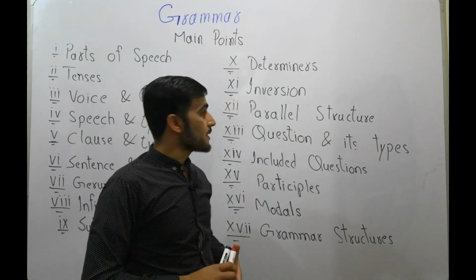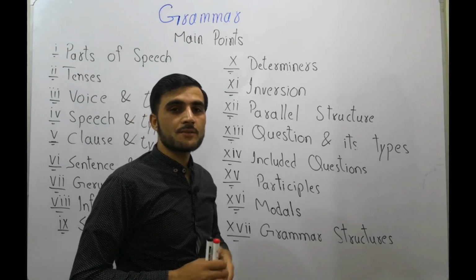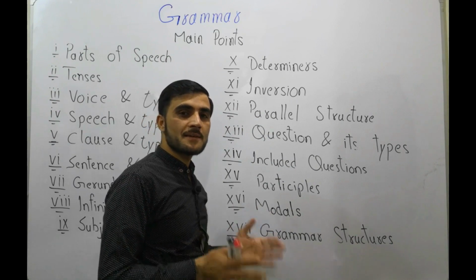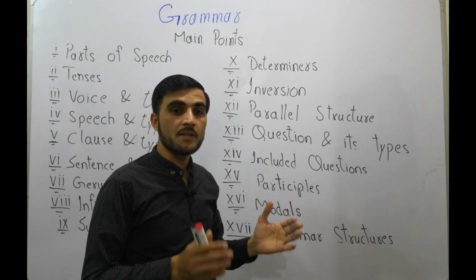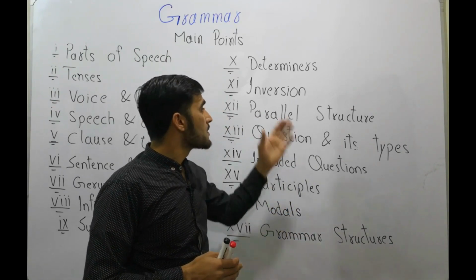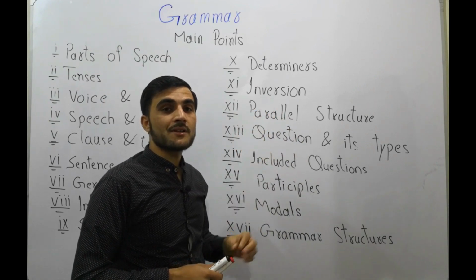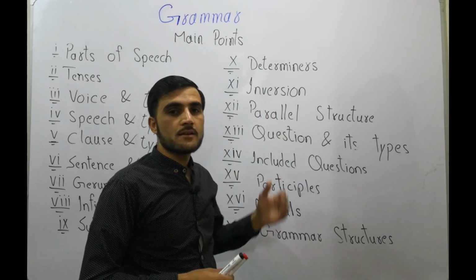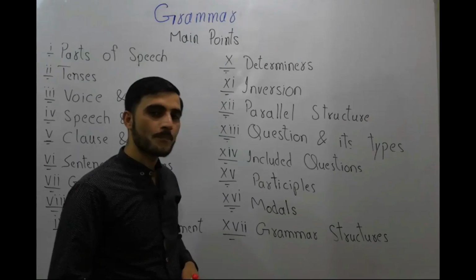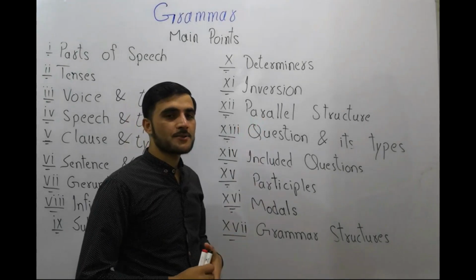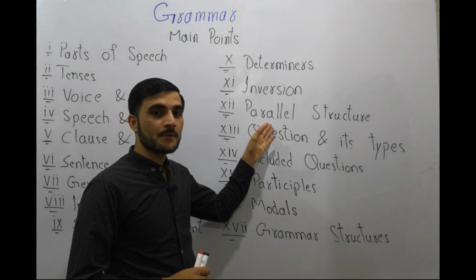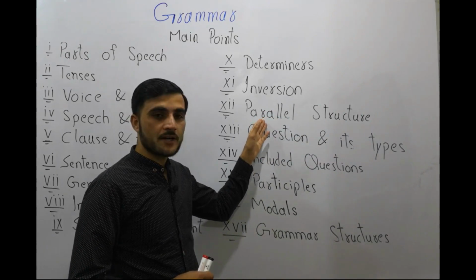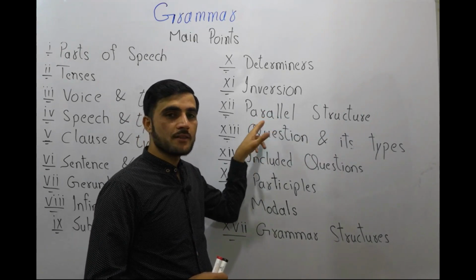The next one is inversion. What is inversion and how do we know it in a sentence? Normally when we change a positive sentence into an interrogative, inversion helps us to make it interrogative. The other part is parallel structure. Here we are going to study how we use the same structures before and after a conjunction. So that's very important. You can learn it in this lesson.